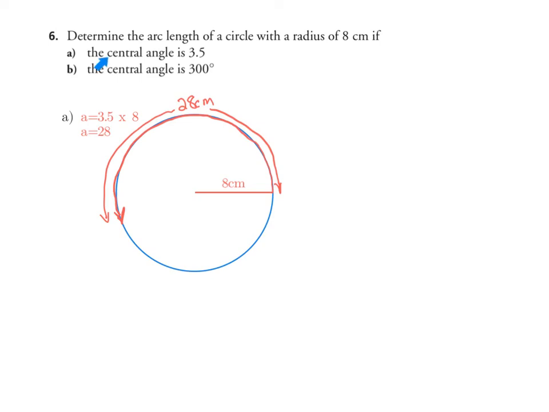All right, so we saw how easy it was when you're dealing with an angle in radians. You just multiply the number of radians by the radius, and that'll tell you the arc length.